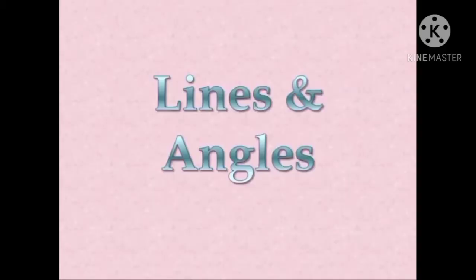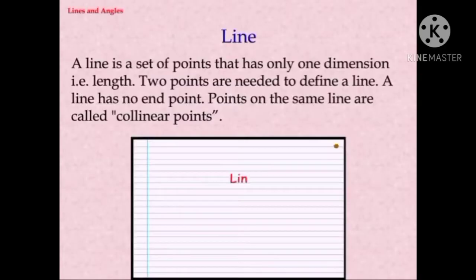Lines and angles. Line. A line is a set of points that has only one dimension, that is length. 2 points are needed to define a line. A line has no end point. Points on the same line are called collinear points.